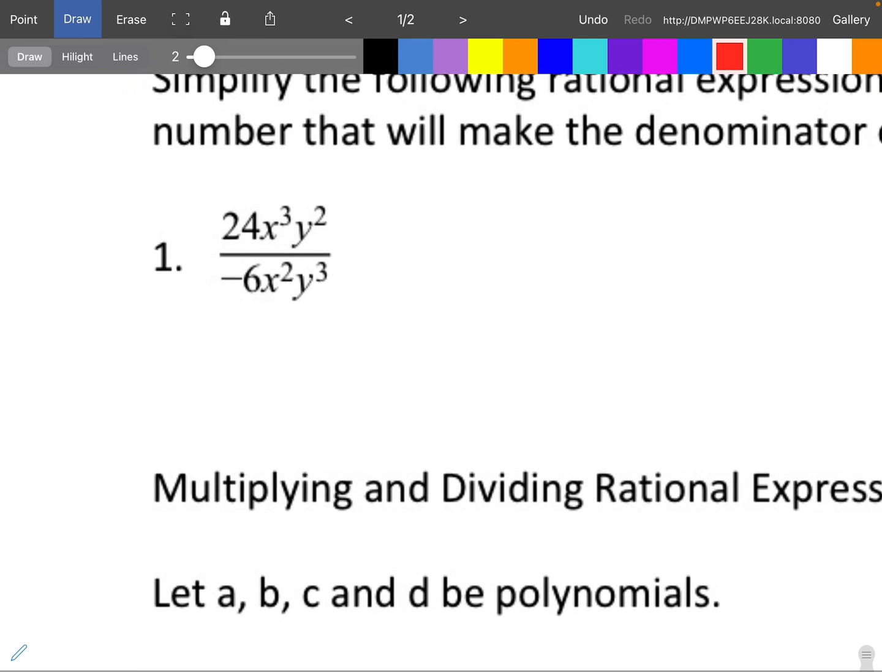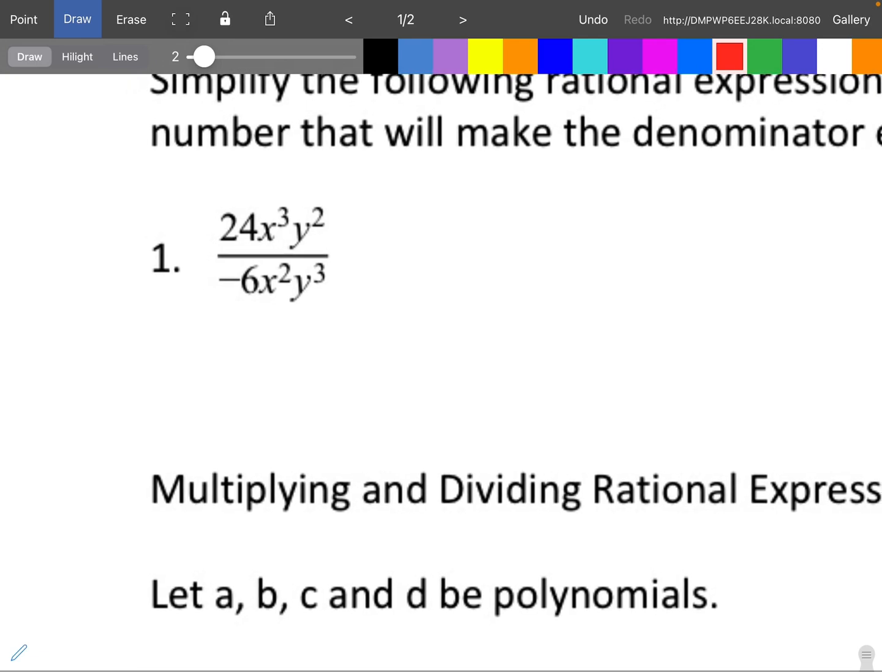So if I'm looking at this function, the first thing I'm going to do is determine my restrictions. I'm just going to put R for restrictions. If I'm looking at just the denominator, remember that this is -6 times x squared times y cubed. When we're talking about multiplying, if any single one of those things equals 0, then the whole thing equals 0, because anything times 0 is 0. So the -6 can't equal 0. That's not possible, so I don't even worry about it.